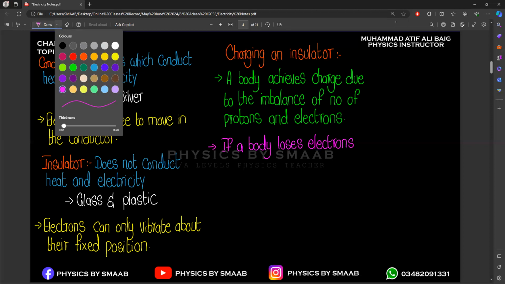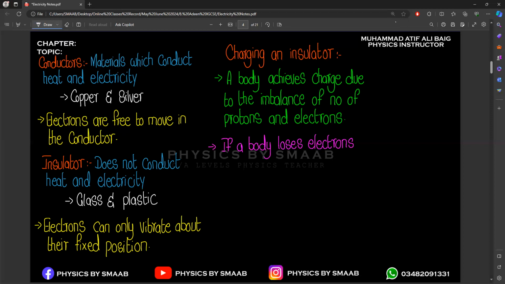Yes. So in this case, you will get less negative charge and more positive charge on a body. So in this case, the body will be positively charged, right? Okay. And apply the reverse concept.